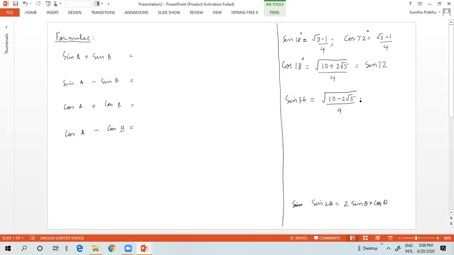Right? And therefore, what will be cos 54? Cos 54 will have the same value as sine 36. Apart from this, is there any other value which we have to discuss? Root 5 plus 1 by 4 is cos 36. Cos 36 is going to be root 5 plus 1 by 4, and this will be sine of 54.